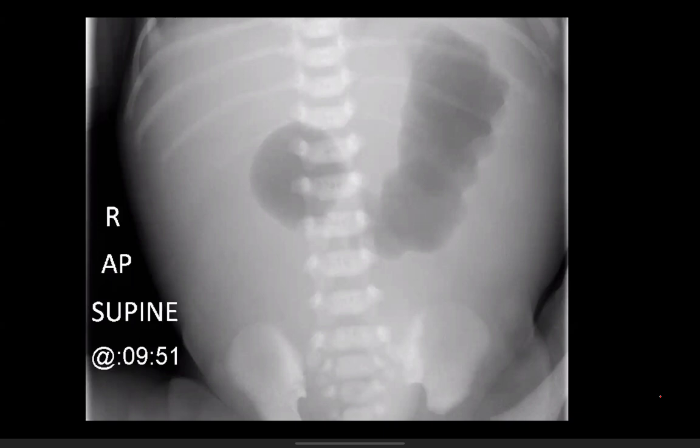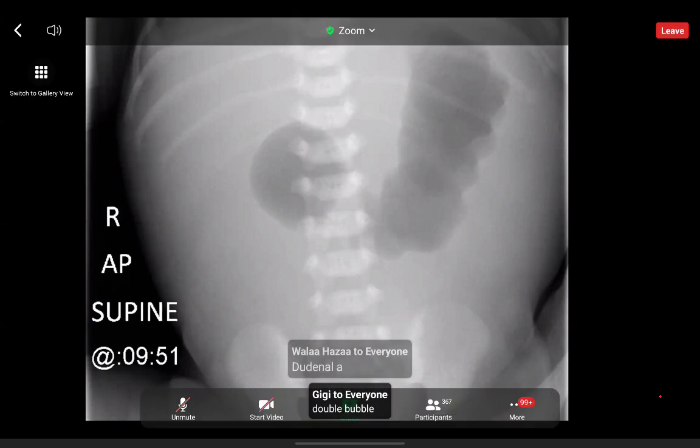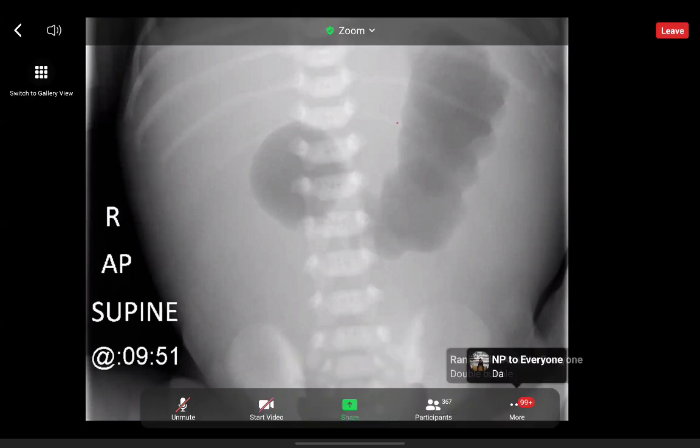This one is a classic FRCR film. Yep, double bubble sign of duodenal atresia. So we've got two bubbles. We've got a gastric bubble here over on the left side of the abdomen. We've got a dilated duodenal bulb and absolutely no distal bowel gas whatsoever. So this is pathognomonic or almost pathognomonic of duodenal atresia, and no further imaging is required here. This can go straight to theatre. Or at least the surgeons will normally be willing to take this patient straight to theatre.